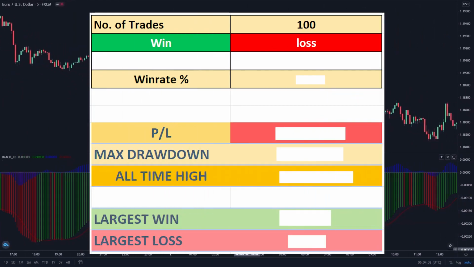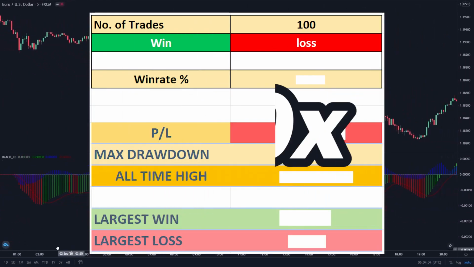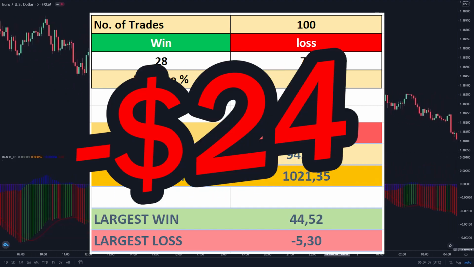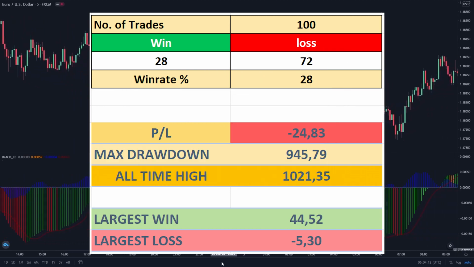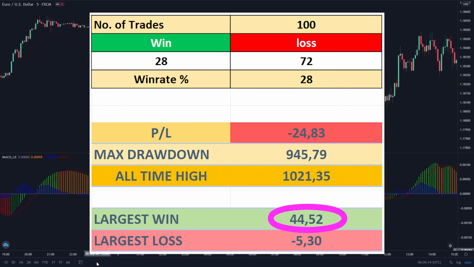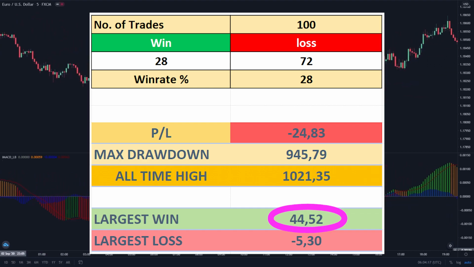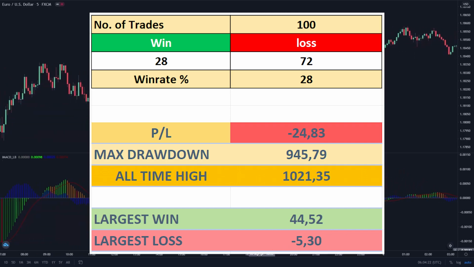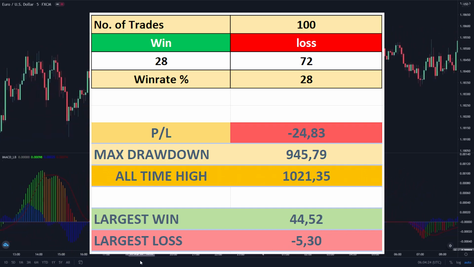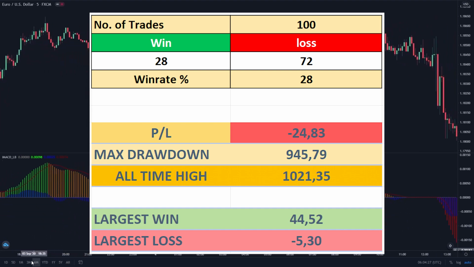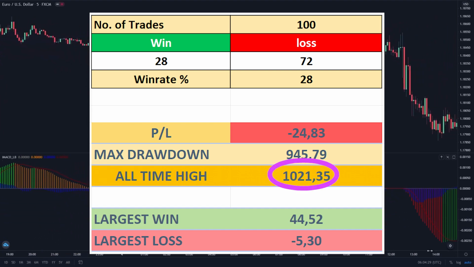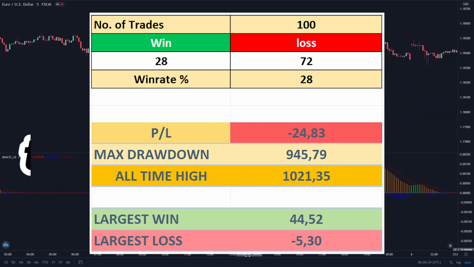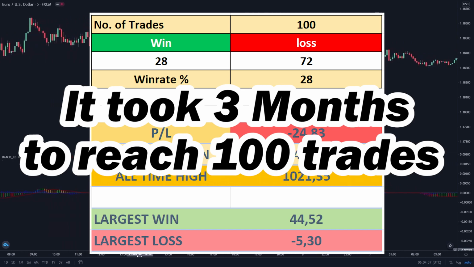After backtesting the Impulse MACD 100 times, we received a win rate of 28%. And we lost $24 using this indicator. Worst of all, our largest single trade win was actually $44, but our largest loss was only $5. So despite having a very small largest loss, we still managed to lose money. And our all-time high was only $1,021, which means when backtesting, we never broke past $21 profit, and this strategy took 3 months to reach 100 trades.